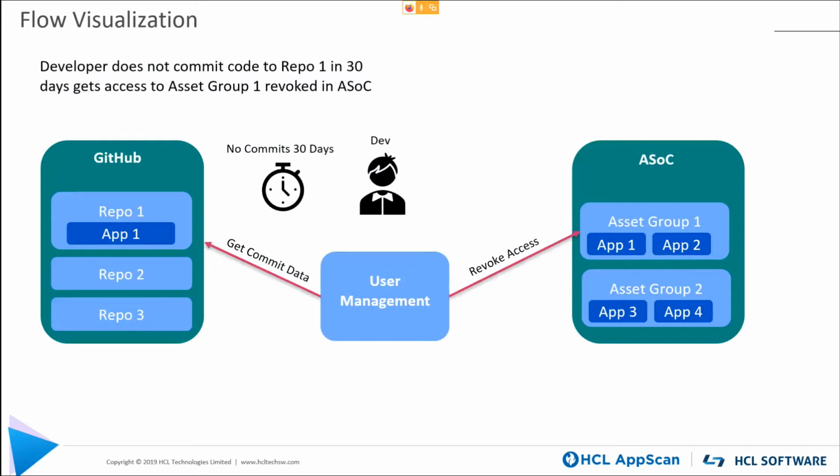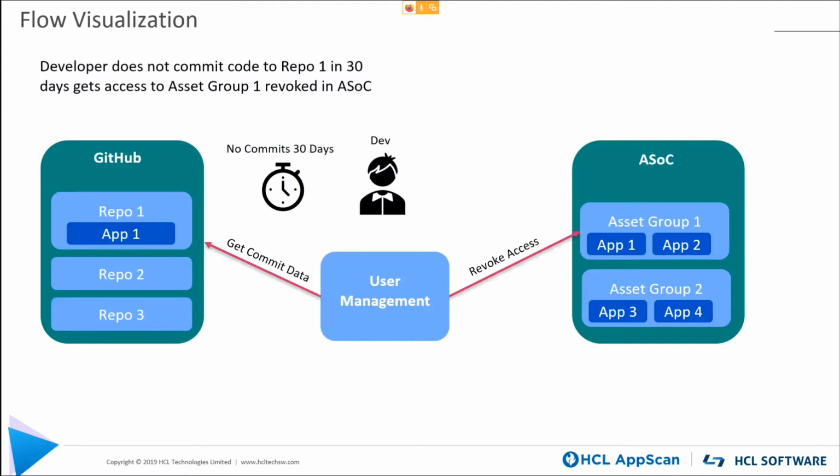And then on the flip side of that coin, if a developer has not committed code within a specified time period, say 30 days, get that commit data, see that user has not committed code in a while, and then revoke access from that asset group. So you don't have to worry about users leaving the company and then still having access, or worry about offboarding users from the tool, because that happens in an automated fashion here.